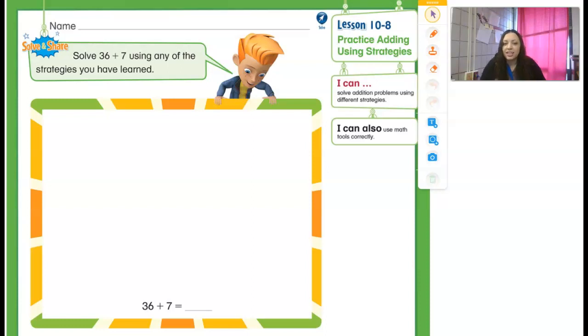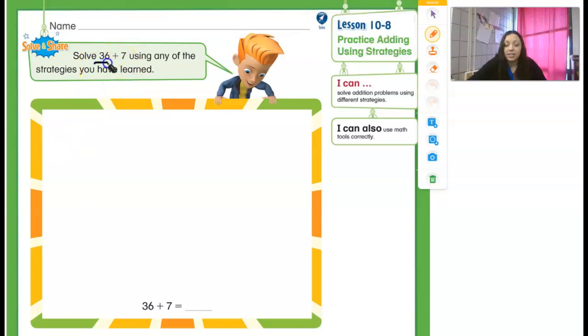So today we're going to go ahead and start with the solve and share. It says solve 36 plus 7 using any of the strategies we've learned. So we're going to review some of those strategies. The one that we worked on just a couple of days ago was that we could make a 10. So let's try to make a 10 first. If I have 36 plus 7, let's go ahead and draw that.